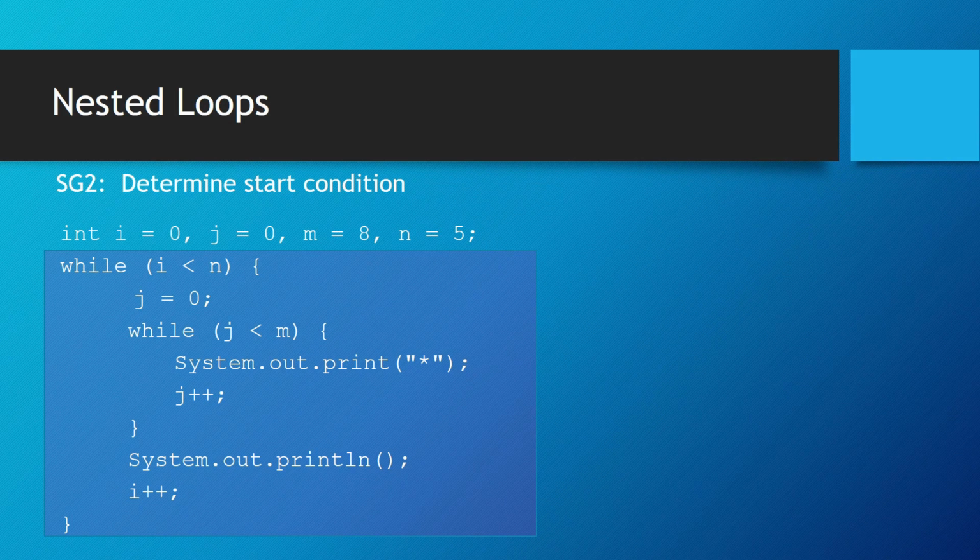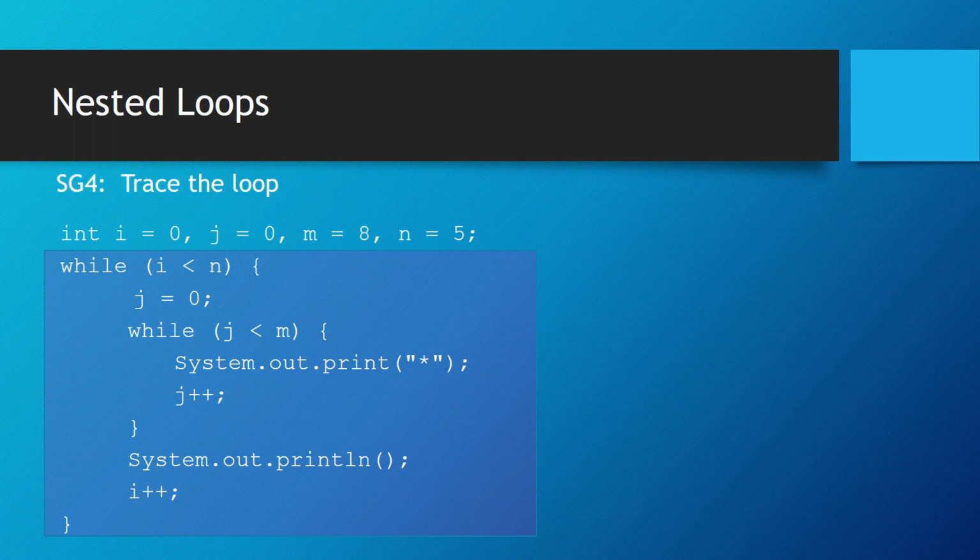For subgoal 2, we determine the start condition. We see that the condition for the loop is i is less than n, so we need to know the value of i and n when the loop starts. Here we see that i is 0 and n is 5. For subgoal 3, we determine the termination condition. The loop continues as long as i is less than n, so the termination condition is when i is greater than or equal to n, which is 5.